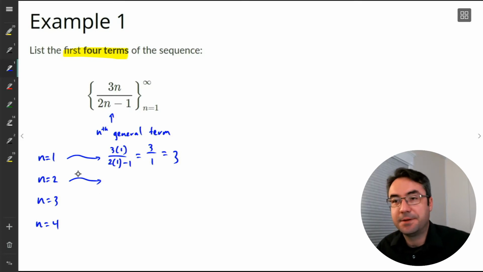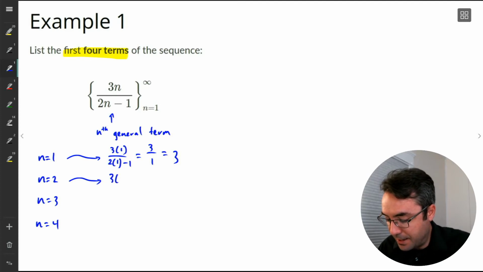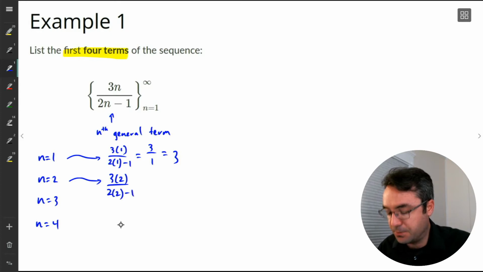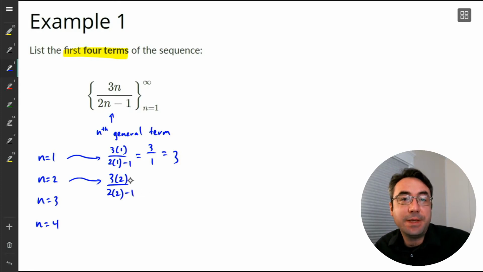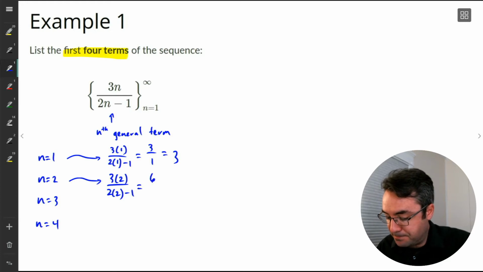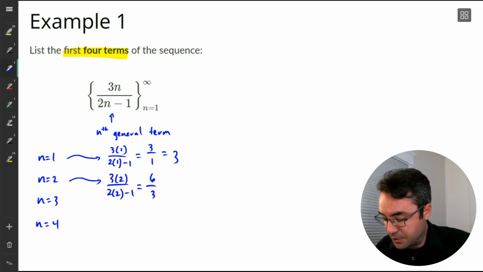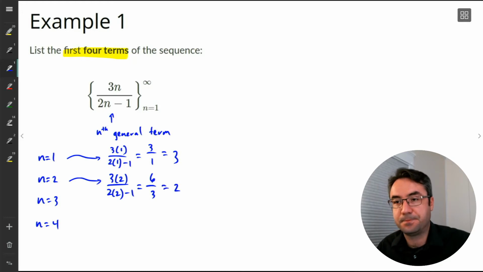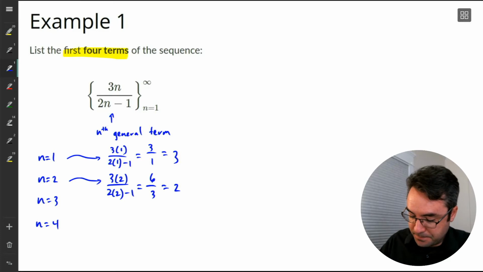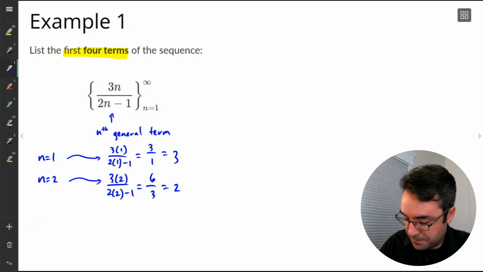Now let's plug n equals 2 in. So we go to our formula here. Wherever we see an n, change that to a 2. We're just evaluating a function. We've done this before. Not too bad. So 3 times 2 over 2 times 2 minus 1. And what do we get? Well, we get 6 on the top, and we get 4 minus 1, or 3, in the denominator, and that ends up just being 2.